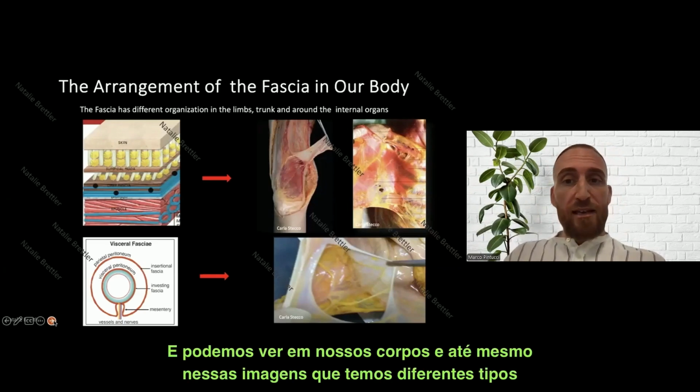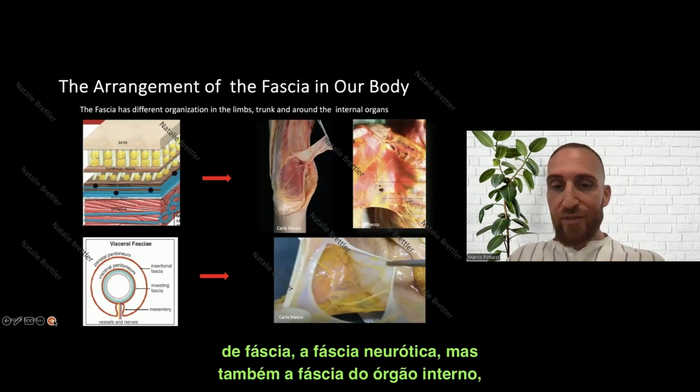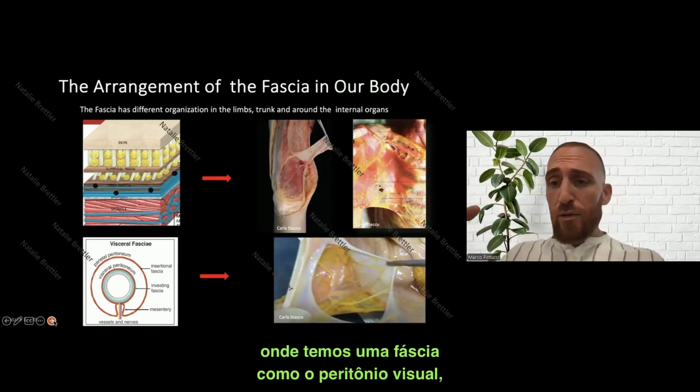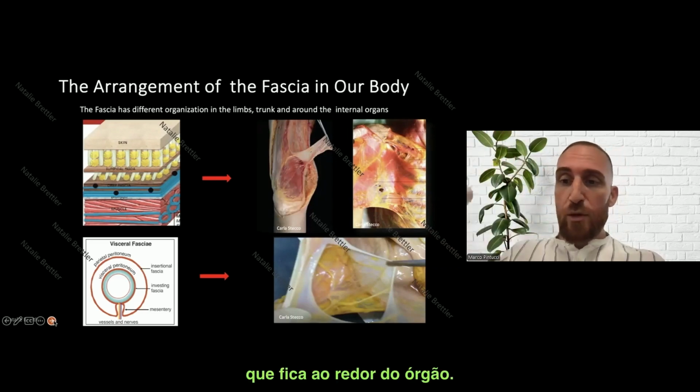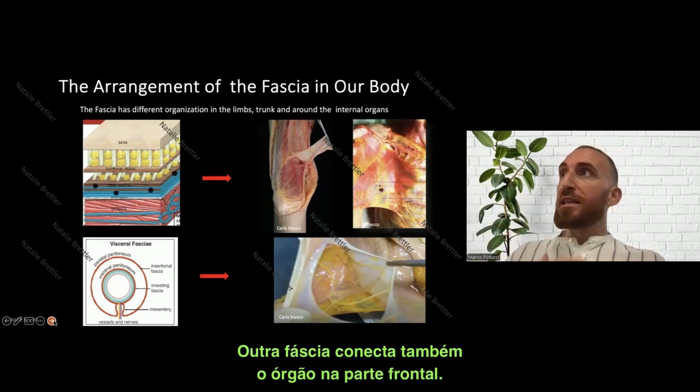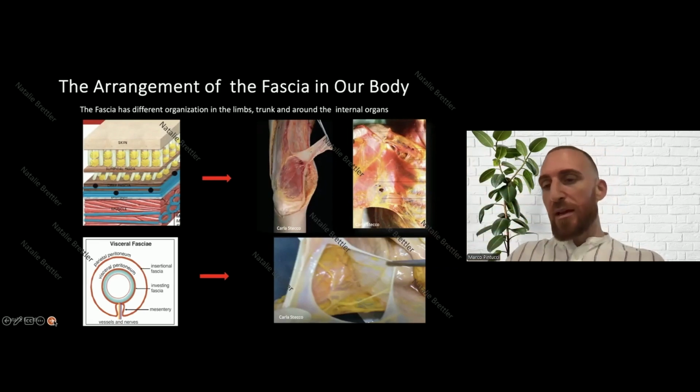And we can see in our bodies, even in this image, that we have different types of fascia. We have neural fascia, but also the fascia of the internal organs, where we have a fascia like the visceral peritoneum, which is around the organ. Another fascia that connects also the organs within the trunk, for instance, is the parietal peritoneum. Next slide.